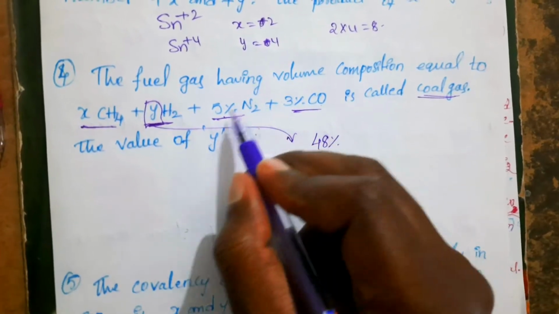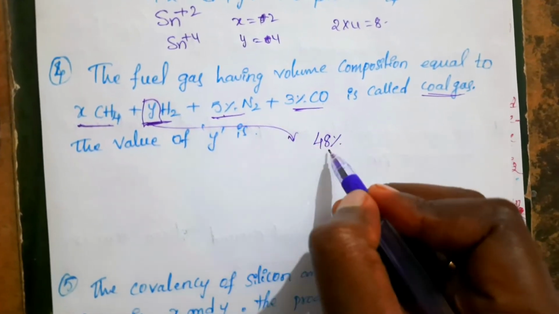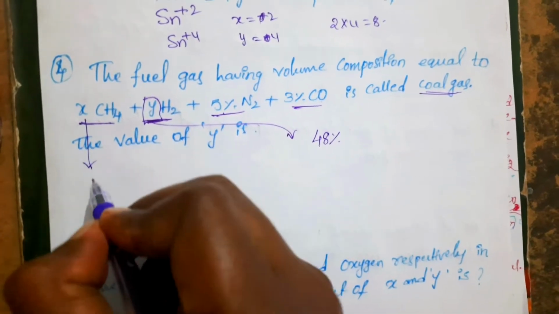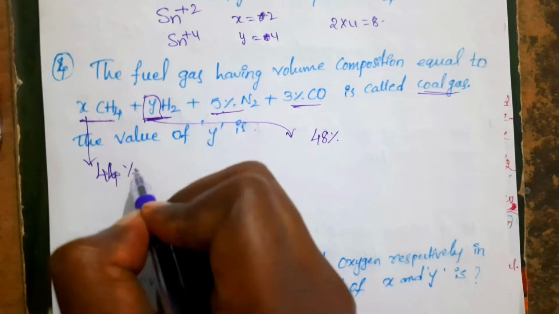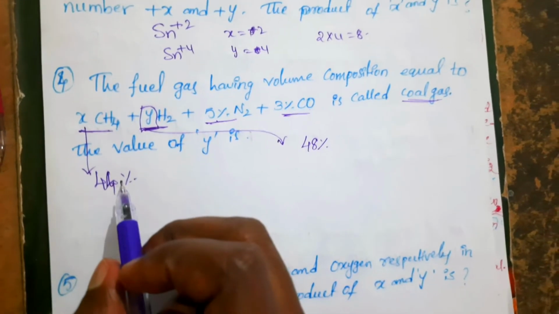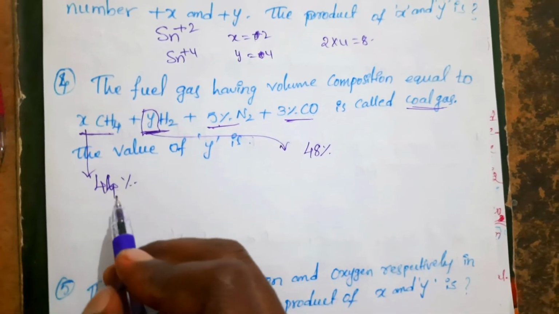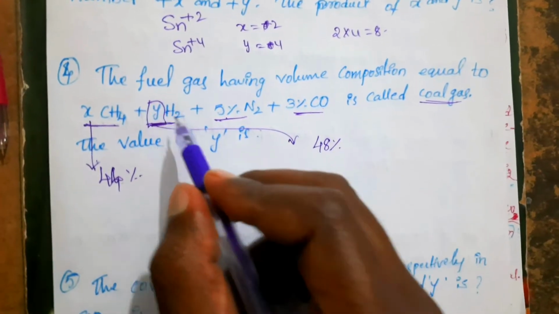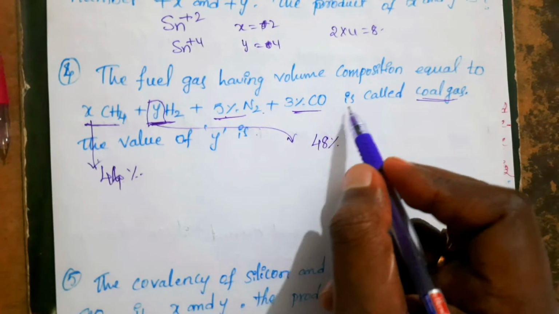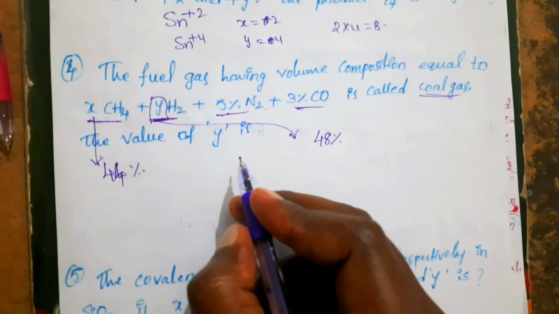48 plus 8 is 56. The remaining percentage will be 44. That is, around 44% of methane will be left over. Is that clear? 44% of methane, 48% of hydrogen, 5% of nitrogen, 3% of carbon monoxide is called coal gas.